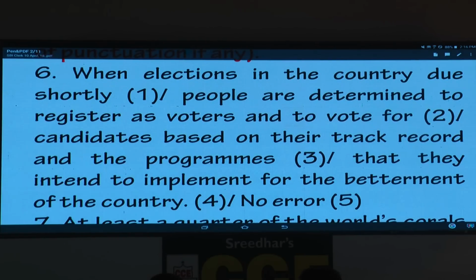All these sentences look familiar. I have a feeling we have done them already. Yes or no? We have done. That means what? You should get 25 plus.